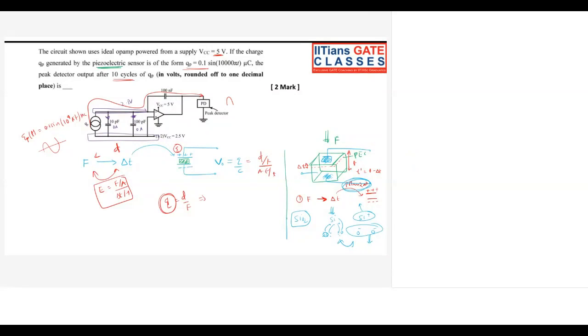So if this is something like 10 peaks, they are asking about after the 10th peak, what is going to be the peak. This is the peak detector circuit, an electronic circuit, so it will find what is the peak voltage here, right? So we have to find that. First you have to calculate the current. Then this current will pass through the capacitance, then you're going to get your output voltage, and from there we can find the peak value.